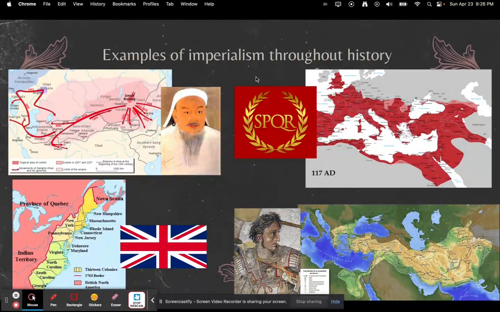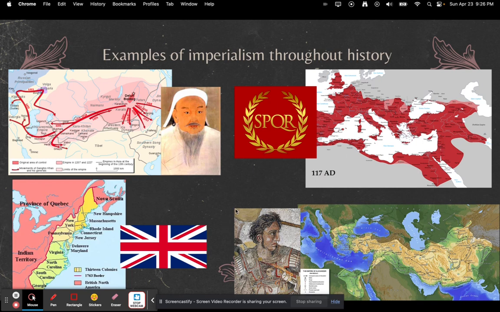So, examples throughout history of imperialism. Remember the Mongol Empire? And we talked about Genghis Khan. He'd be considered imperialism, right? Because he's taking over other people's territories, enforcing his government and his rules upon them. The Roman Empire, that's probably one of the most world renowned examples of imperialism. So you have the Roman Empire based in Italy, spreading across all of this land you see highlighted here.